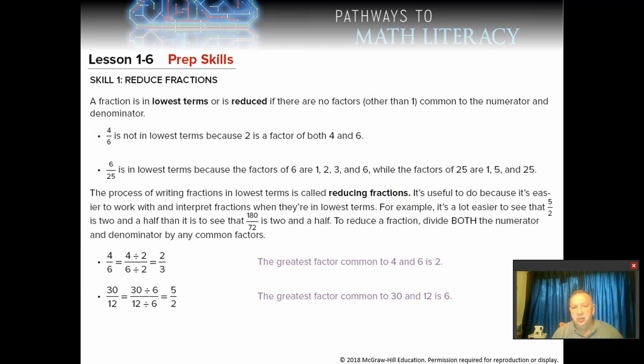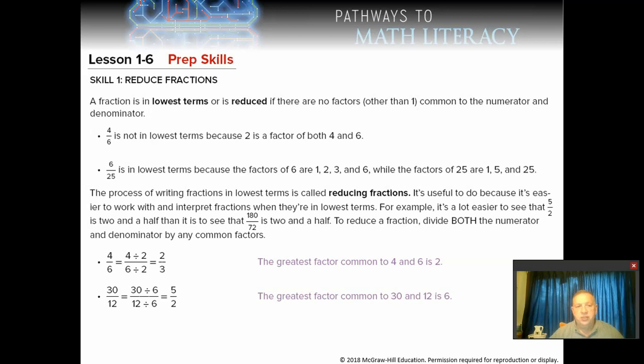I could see here's a smaller thing. For example, it's a lot easier to see that 5 halves is 2 1/2 than it is to see that 180 over 72 is 2 1/2. Okay, to reduce a fraction, we're going to divide both the numerator and the denominator by any common factors.